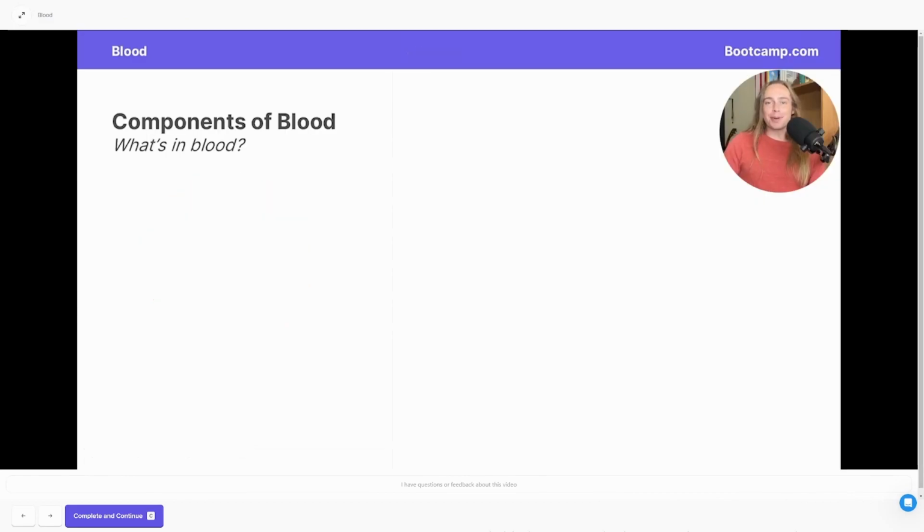You're likely already pretty familiar with what blood is. We know that it's found in animals with a closed circulatory system. We know it's a type of connective tissue. We know that it looks red. But what's actually in blood?